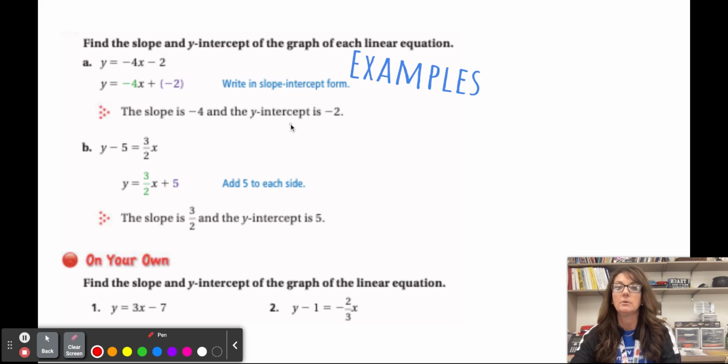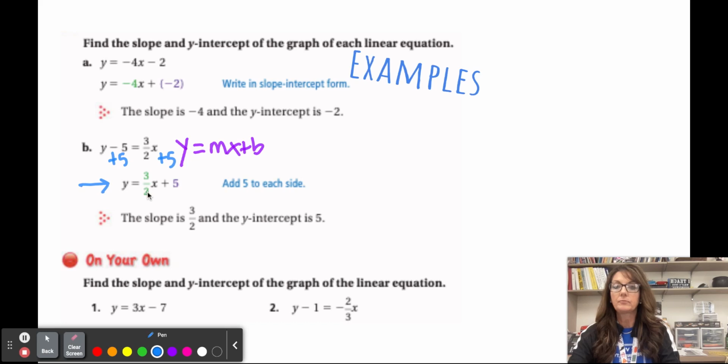So y-intercept -2. In equation B, right here, notice that it's not set up in slope-intercept form. So to get slope-intercept form, y is equal to mx plus b, you would want to add 5 to both sides of the equation, okay? Now that we have it in slope-intercept form, right here, the coefficient of x is your slope, 3 over 2, and the y-intercept is a positive 5. So it's going to intersect above 0. So let's give some of these a try.